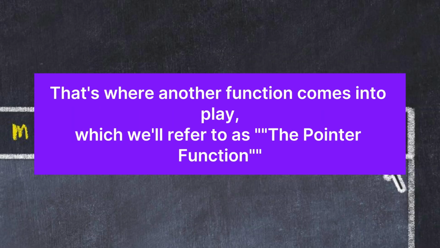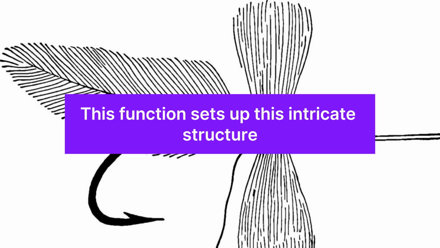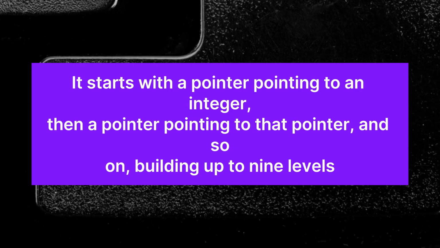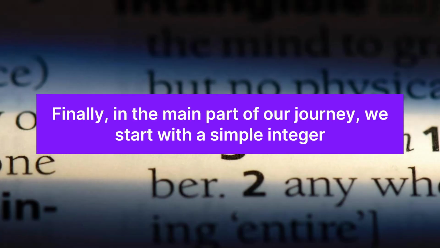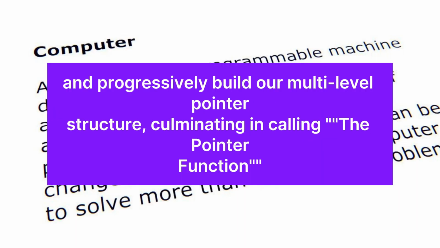But how do we create such a chain of pointers? That's where another function comes into play, which we'll refer to as the pointer function. This function sets up this intricate structure. It starts with a pointer pointing to an integer, then a pointer pointing to that pointer, and so on, building up to 9 levels. Then, it calls the ultimate function to set the final value to 42 through all these layers. Finally, in the main part of our journey, we start with a simple integer and progressively build our multi-level pointer structure, culminating in calling the pointer function.